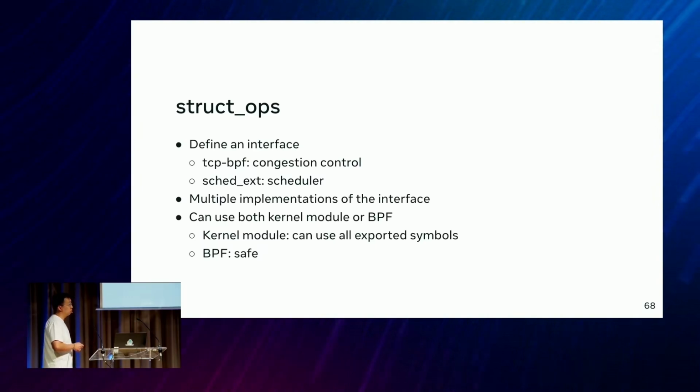I want people to think more about TCP congestion control, because you have different algorithms you can use. And one of the interesting things is, for the same interface, we can implement that with a kernel module or with BPF. With the kernel module, the benefit is you can use all the exported symbols, like all these functions. You get a lot of flexibility. But if you use BPF, it's safe. Your program is verified, and you know you will not crash the system.